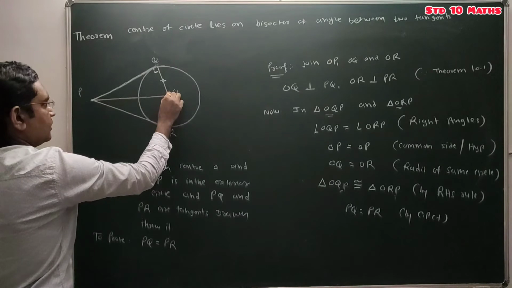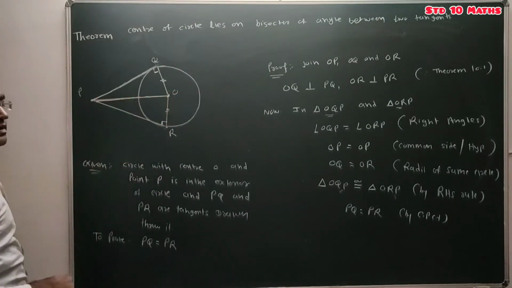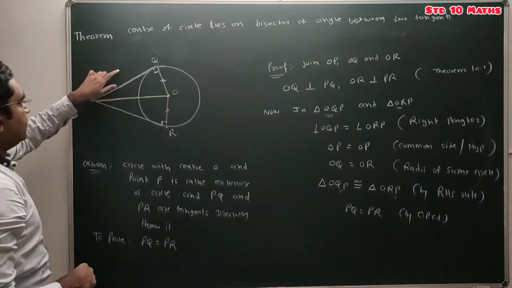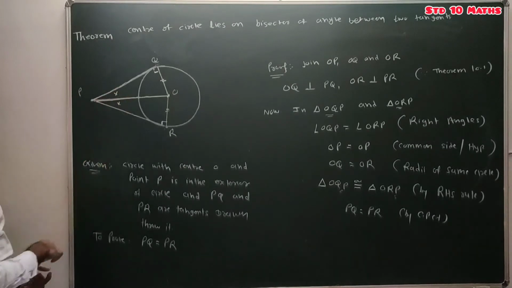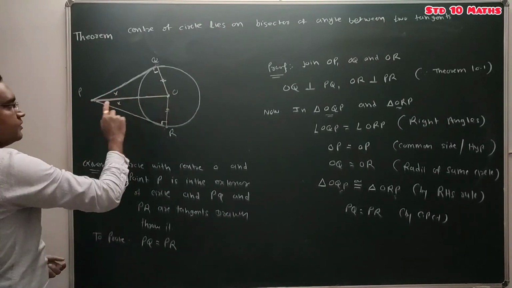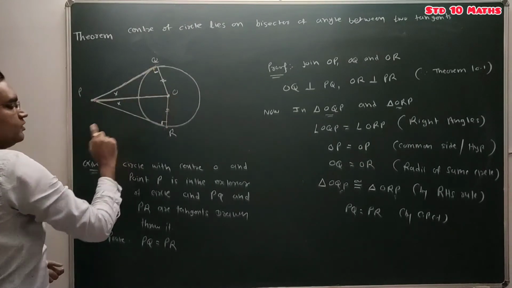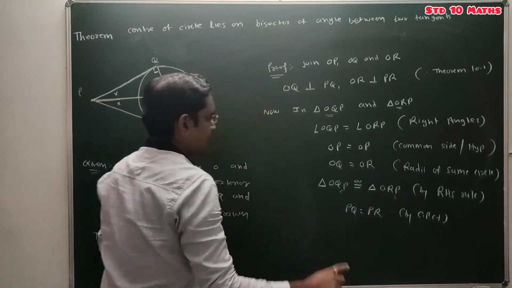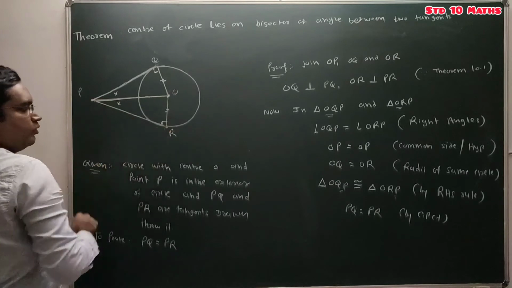So center of the circle lies on this bisector. So here we have to prove that OP is the bisector of this angle formed by these two tangents PQ and PR. So we have to prove these two angles are equal. Then we can say this OP is the bisector and center lies on the bisector of the angle formed by these two tangents. So from these two results, these two triangles OQP and ORP are congruent triangles.